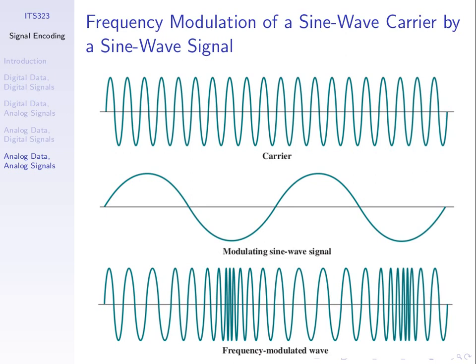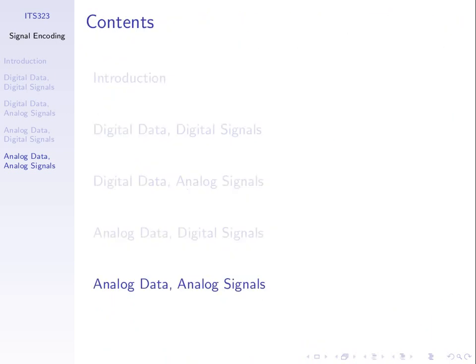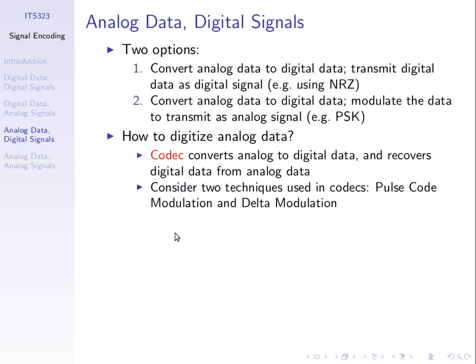So, going backwards, we've now talked about analog data using analog signals. What if we want analog data to be transmitted as a digital signal? We have some audio, for example, but we want to send some digital signal, some pulses. So what can we do? We can take the analog data and convert it to digital data.